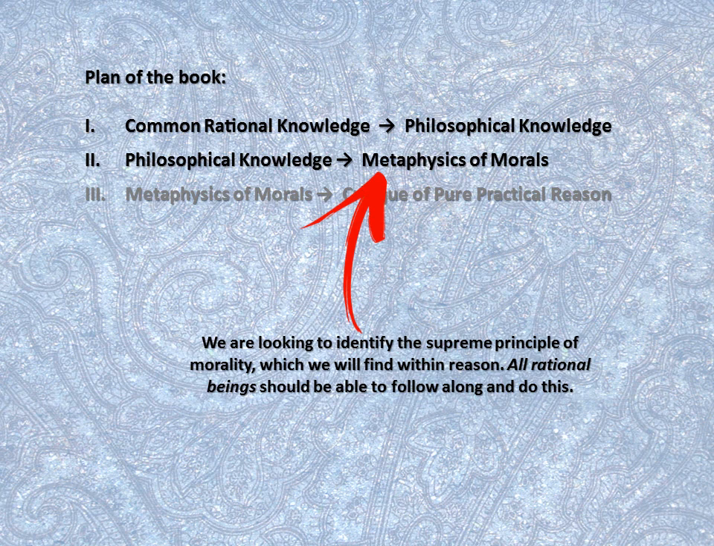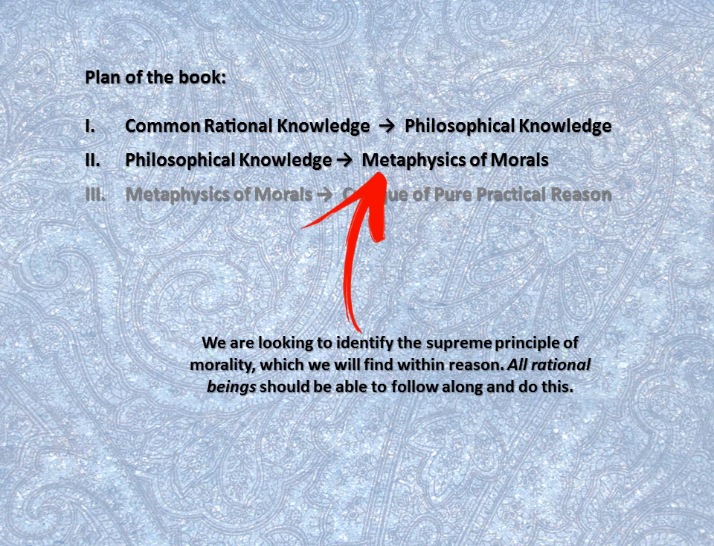And so if you've been following along with the preface, you now know the project Kant is trying to accomplish. He's trying to look not to the world for the content of morality. He's trying to look into reason for the content of morality. He's trying to discover that supreme principle of morality within reason. You may not yet know how he's going to do that. How is he going to accomplish this? But you should at least now have a sense of what the project is.